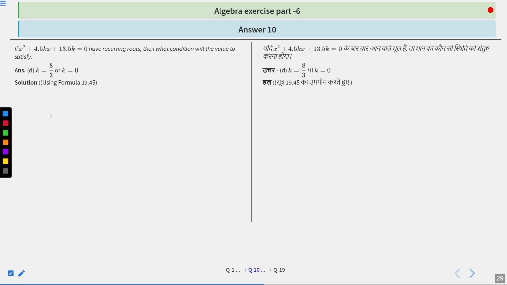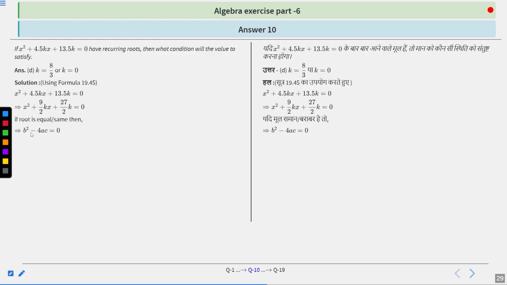We are going to use formula 19.45 to solve this question. The equation given to us was x square plus 4.5kx plus 13.5k equal to 0. So x square plus 4.5 can be written as 9 upon 2, kx plus 13.5 can be written as 27 upon 2 into k equal to 0. So if roots are equal or same, then b square minus 4ac, that is our discriminant, is equal to 0. So putting the values of b, a and c, we get 9 upon 2's whole square into k square, that is the value of b, minus 4 into 27 upon 2 into k, that is equal to 0.